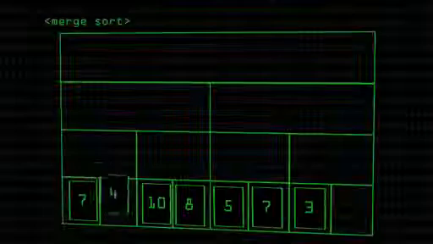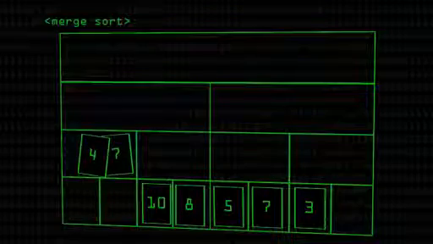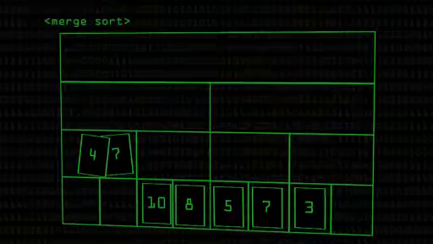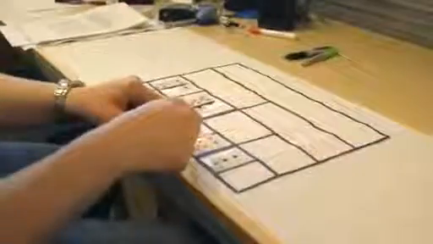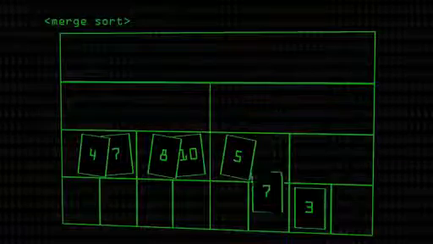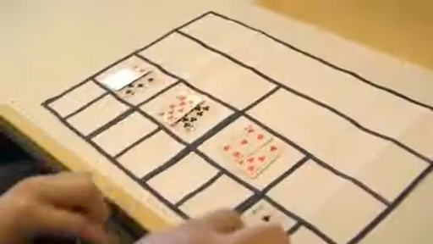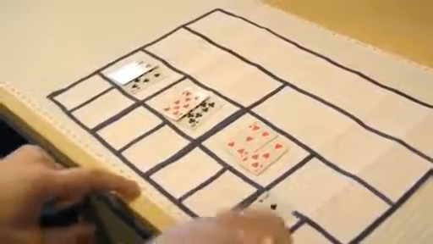So first of all we put 4 and then we put 7. Okay, so now that's a sorted list there. Okay, so with 10 and 8, we look at the lowest card, put that in first, we've got 8, and then we've got 10. And then with this one we've got 5, and then we've got 7. With these 2, we've got 3 and the empty list, so 3 just goes there.